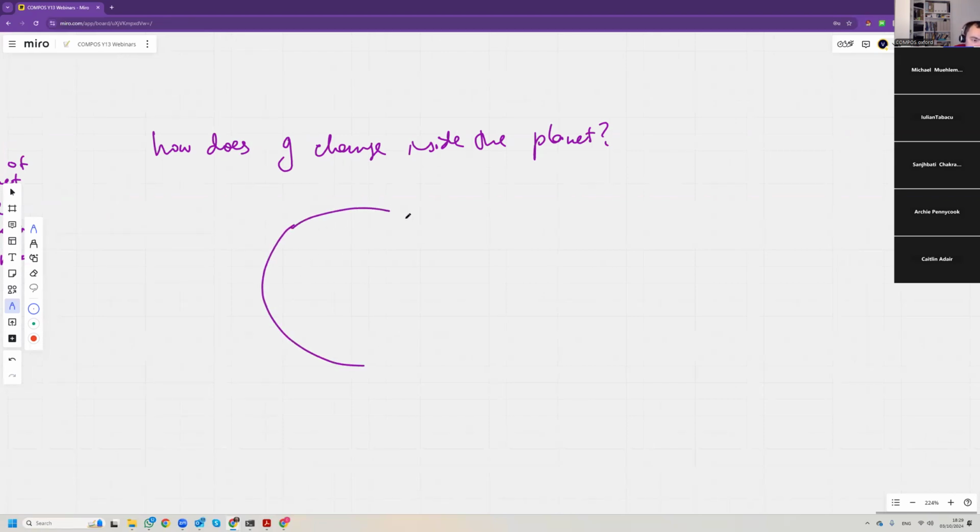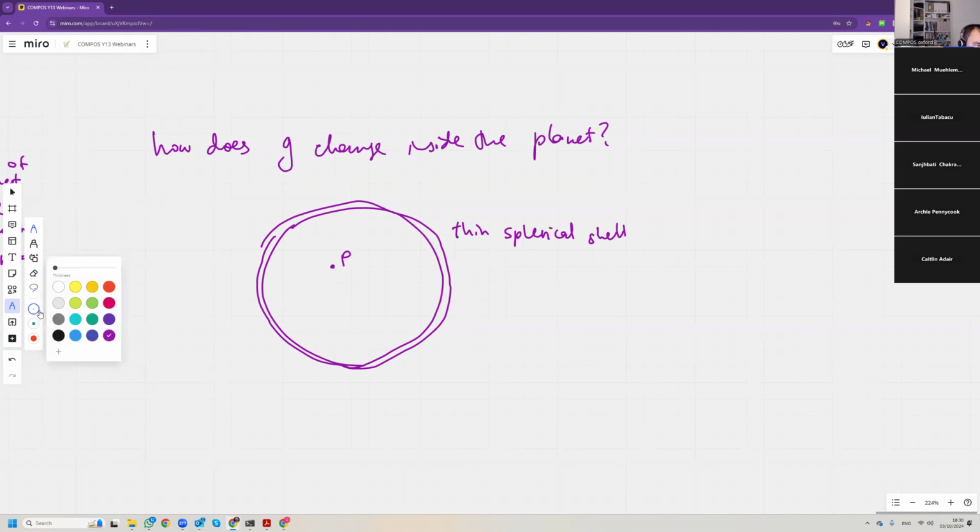Well, you kind of need to remember the Gauss law and realize that if this is a thin spherical shell, and you're standing here, this is your point P. You're being pulled, let's say, this part of the shell is pulling you that way. However, this part of the shell is pulling you that way. So F1 and F2.